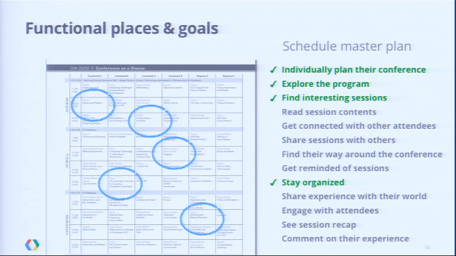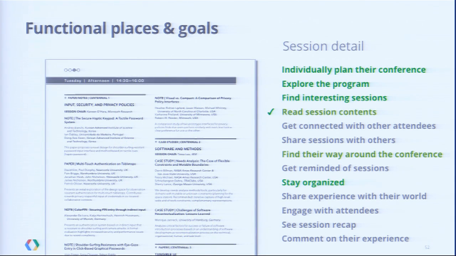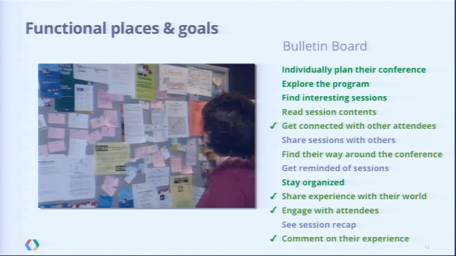So the schedule master plan lets me individually plan the conference, explore the program, find interesting sessions, and stay organized, so all of those organizational things. The map allows me to find my way around the conference. The session details let me read about the detail of the sessions. And the bulletin board is the collection item, if you so want, for all the communication needs that people have at conferences.